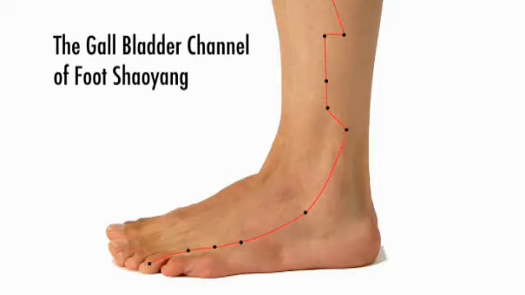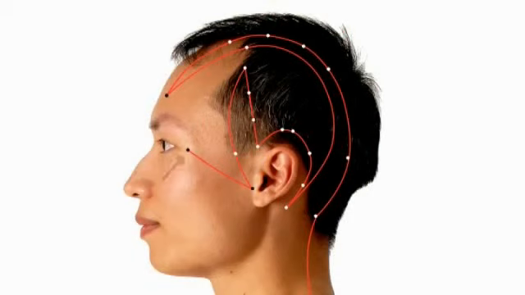The gallbladder channel of foot Shaoyang starts lateral to the outer canthus and moves posteriorly towards the tragus. It curves up onto the corner of the head at gallbladder 4 and then moves back inferiorly towards the ear for gallbladder 7. The channel then curves posteriorly behind the ear to gallbladder 12, posterior and inferior to the mastoid process. The channel curves anteriorly around the head to gallbladder 14 on the forehead, and then curves back to gallbladder 20 below the occiput, in between the trapezius and the sternocleidomastoid muscles.